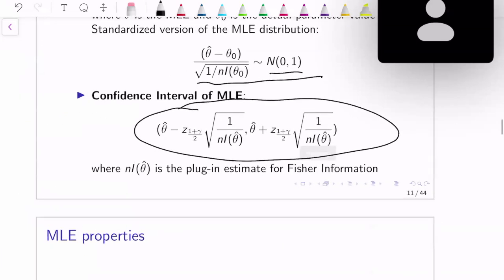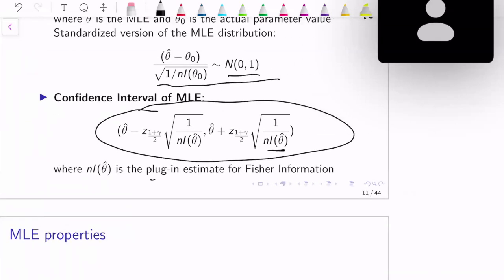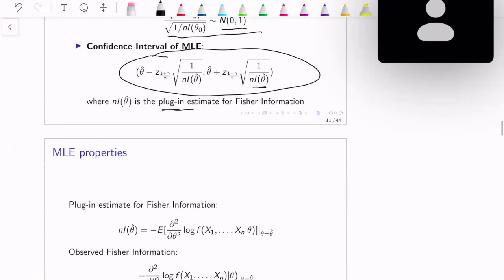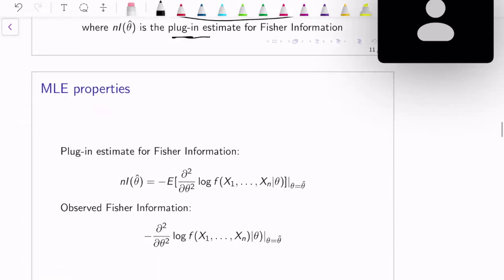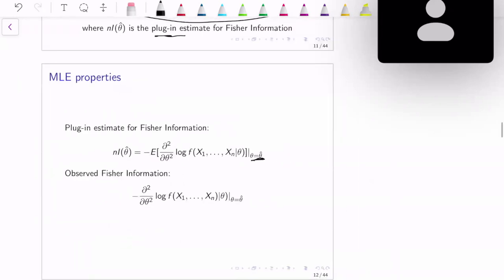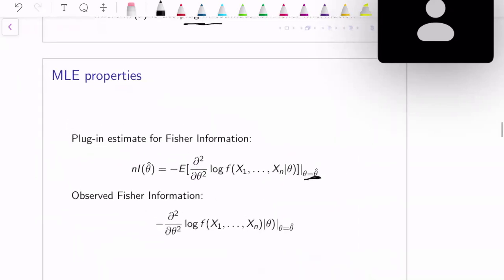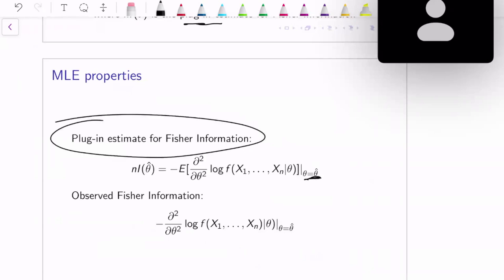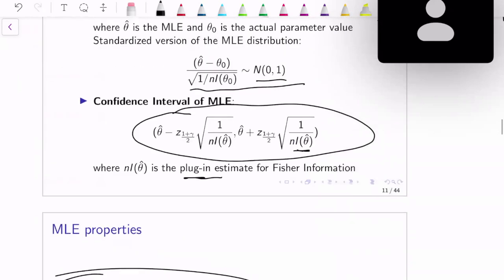And then the I_n(theta hat) here is the plug-in estimate. So there are two versions. There's the plug-in estimate, which is taking the negative expectation of the second derivative of the log likelihood at the MLE. And then there's the observed Fisher information, which is just taking the negative second derivative. And I think Shams mentioned in his lecture notes that you'll usually be working with a plug-in estimate here, so just using the MLE. And it's what's used here for getting the confidence interval.